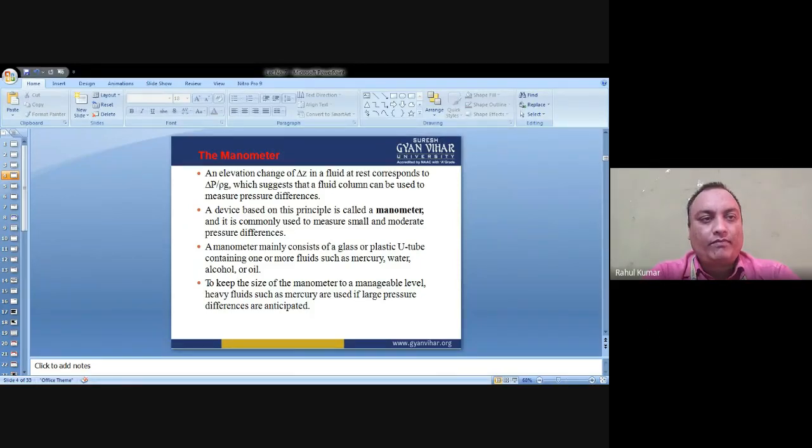A U-tube manometer contains one or more fluids such as mercury, water, alcohol, or oil, which creates the difference between the two columns. To keep the size of manometers to a manageable level, heavy fluids such as mercury are used if large pressure differences are anticipated.